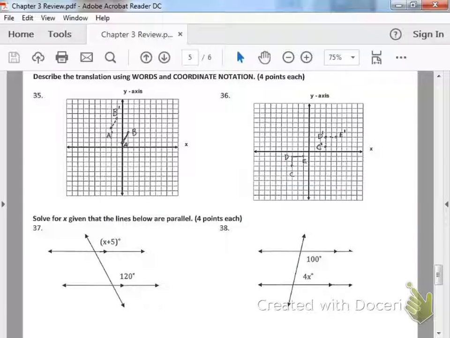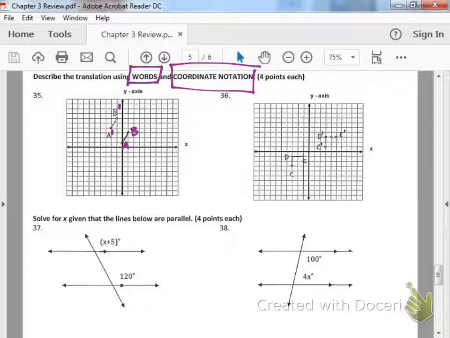All right, in this next section, you are supposed to describe the translation first using words and then using coordinate notation. So you'll have 2 answers for each of these. Now, you have to look at the letters. Do you see how this one just has an A and a B? And then this one over here has A prime and B prime. Everybody see the little primes?